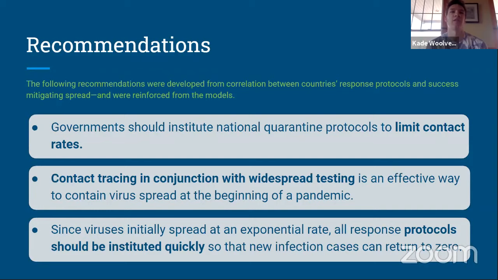A key phrase here is at the beginning of the pandemic, which leads us into the third recommendation. Since at the beginning of a pandemic, viruses spread at an exponential rate, whatever protocols a government does institute should be done quickly and promptly at the beginning so that infections can be cut down right from the start.